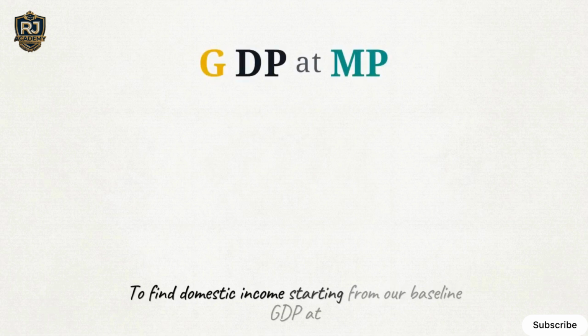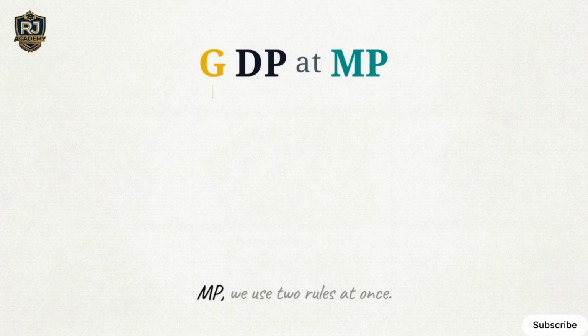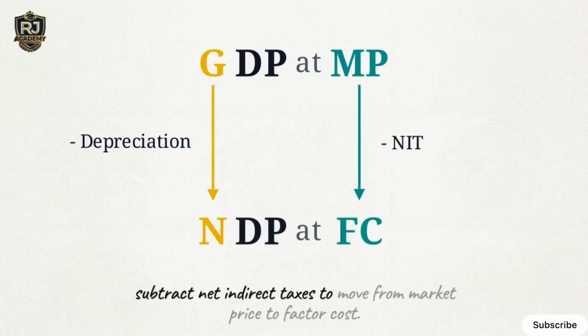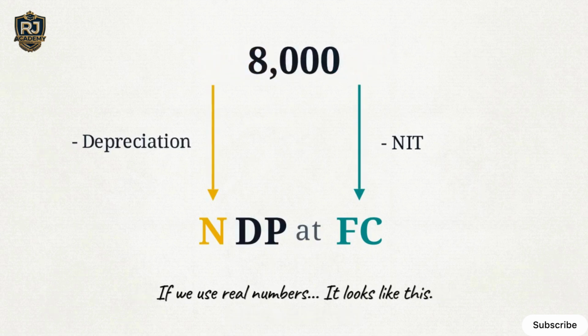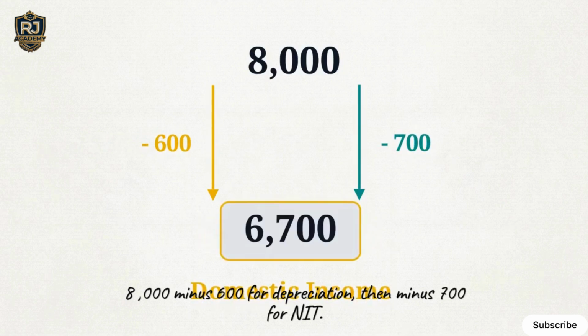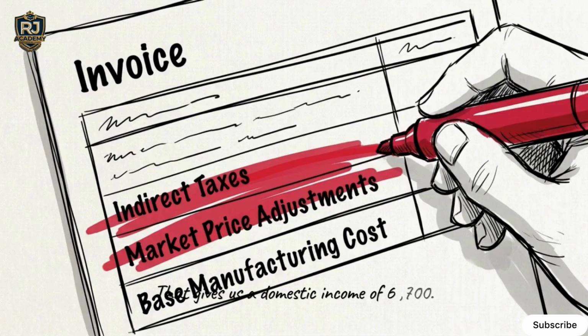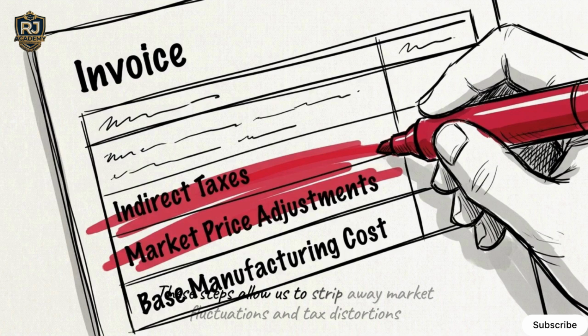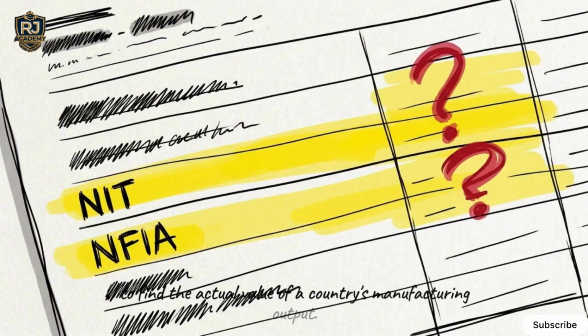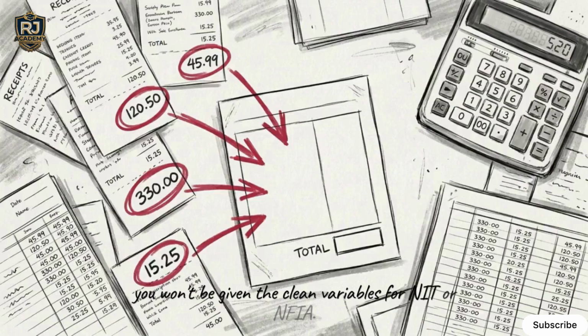To find domestic income starting from our baseline GDP at MP, we use 2 rules at once. We subtract depreciation to reach the net value, and subtract net indirect taxes to move from market price to factor cost. If we use real numbers, it looks like this: 8,000 minus 600 for depreciation, then minus 700 for NIT. That gives us a domestic income of 6,700. These steps allow us to strip away market fluctuations and tax distortions to find the actual value of a country's manufacturing output.